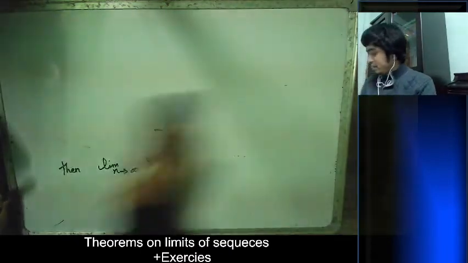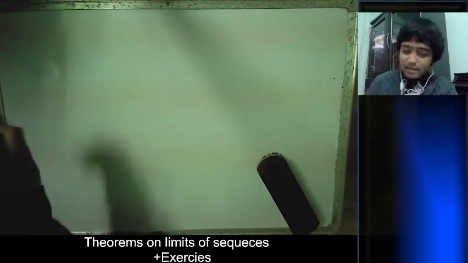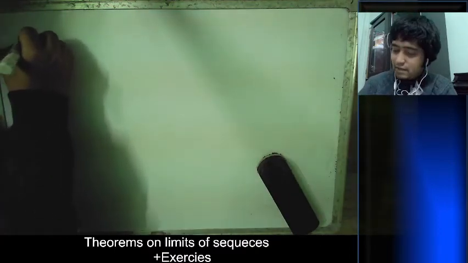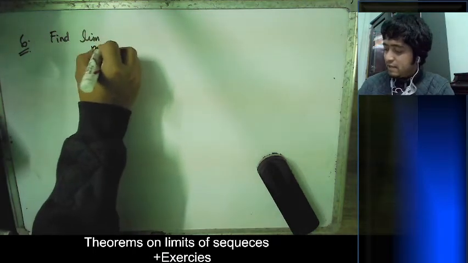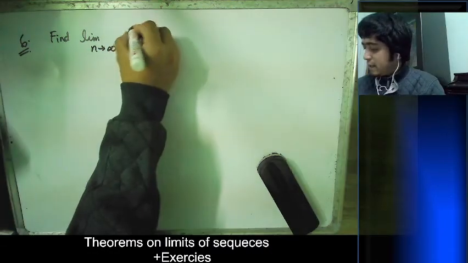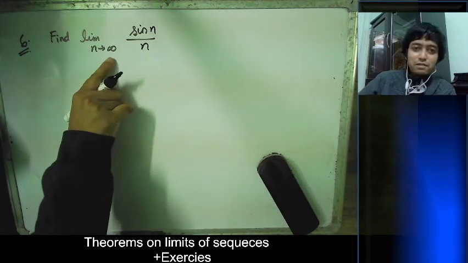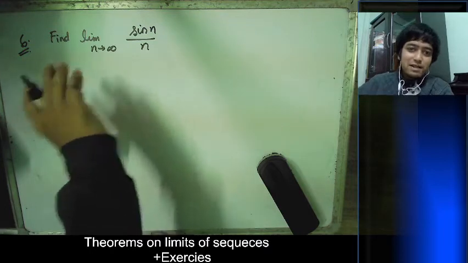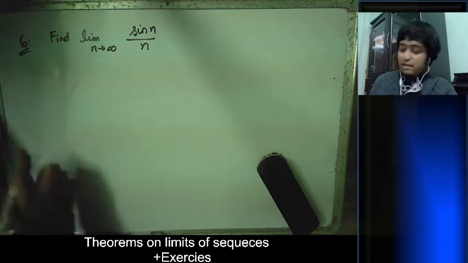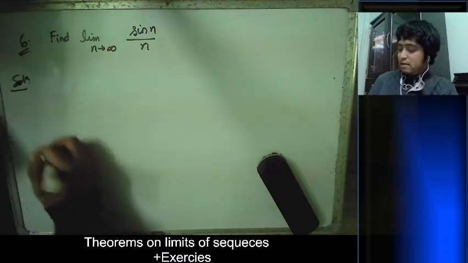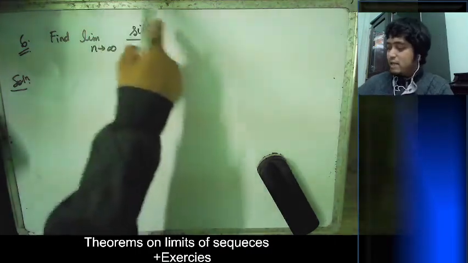Okay, I will illustrate this with the help of an example. Question number 6. Find the limit as n tends to infinity of sine n by n. Okay, this is different. It is not n tends to 0. If n tends to 0, then it is 1. But this is n tends to infinity. So how exactly do we do this? Since we know that we are going to use the sandwich theorem, we will take this one as yn.